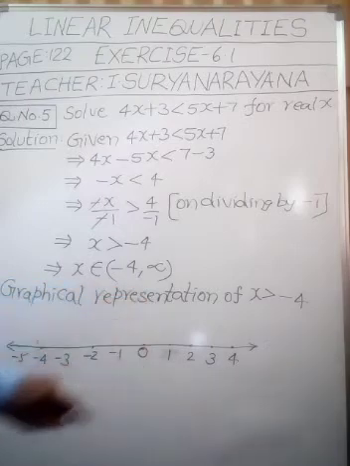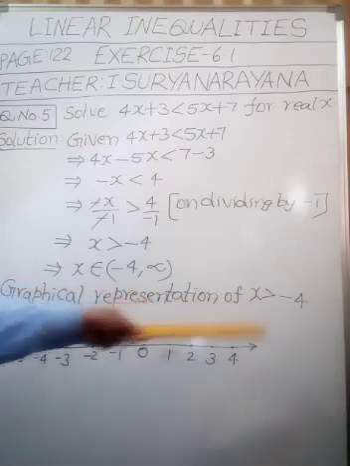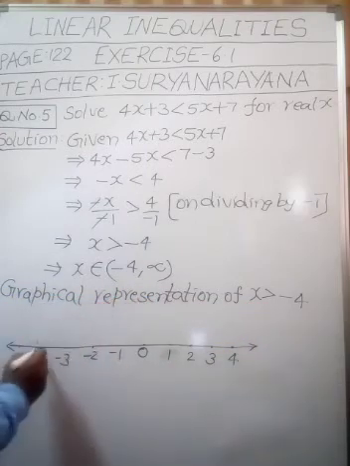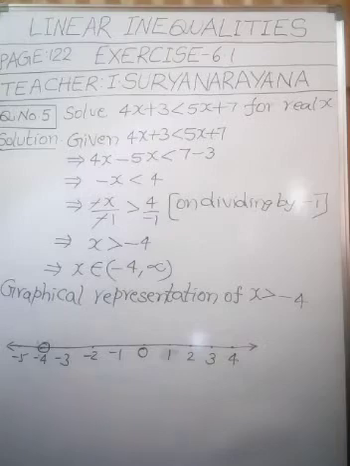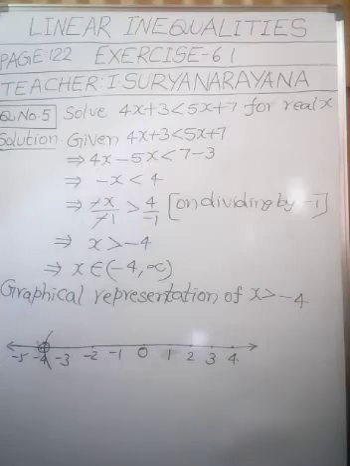So, what are the x values here? X is greater than minus 4. Where is x? Minus 4 on the number line here, minus 4. But here the greater than sign is there. So if the greater than sign is there, we have to use the open bracket. Understood this point, my children?